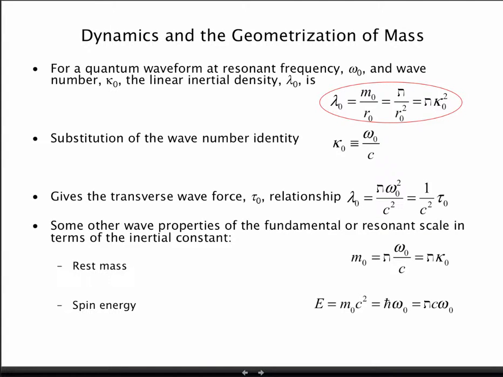The linear inertial density of a wave-bearing medium, here interpreted as a 4D continuum. Substituting the wave number identity gives the following transverse wave-force relationship. Here we have the expressions for the rest mass and spin energy. The naught subscript indicates the fundamental or resonant frequency values.